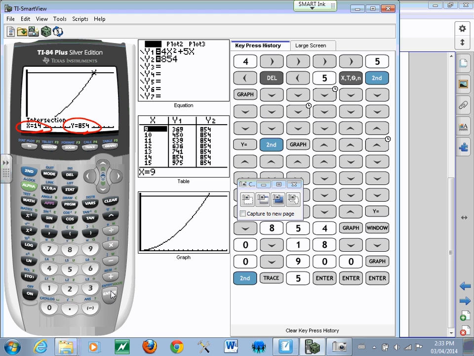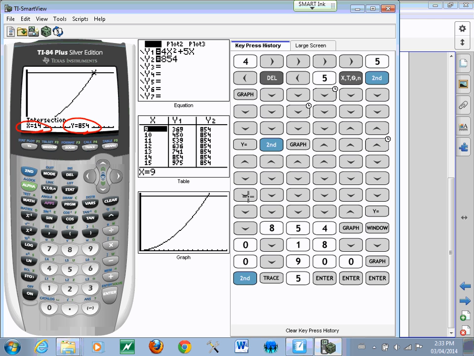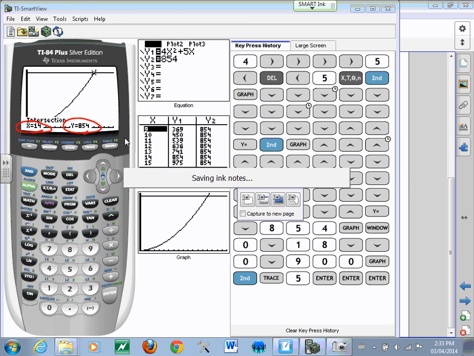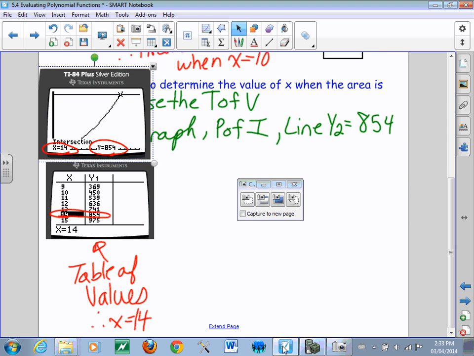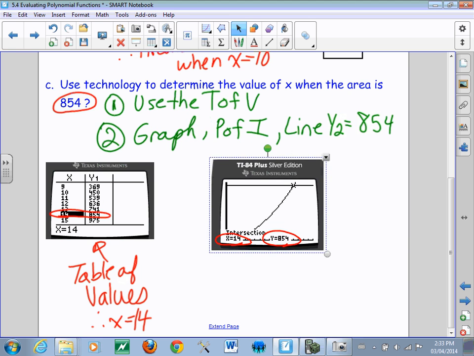Now let's see if I can quickly capture that and drag it into our notes as well. Isn't it fun having the technology, guys? I know some of you are like too crazy, but anyway.